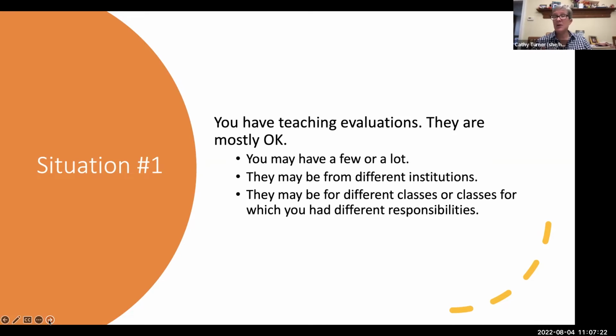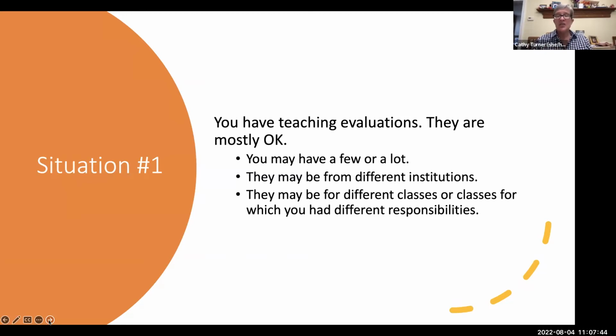You may have a few, maybe only 1 or 2 semesters, or you might have a lot. You've done a lot of adjunct work. You've worked both at Penn and other institutions. They may be from, as I say here, different institutions. They may be for different classes, or classes for which describing you as a TA doesn't fully talk about the range of responsibilities that you have.